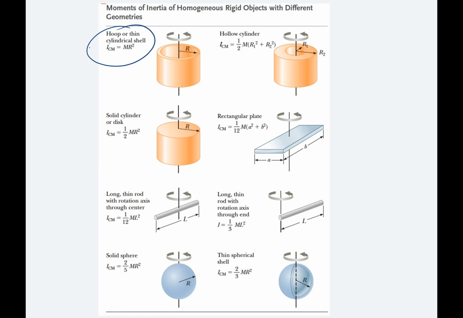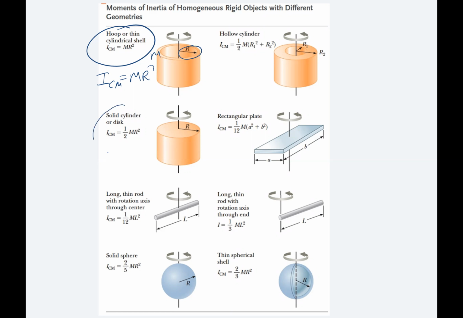So for example, if you have a hoop or a thin cylindrical shell and it's rotating with respect to its center, then you can say the moment of inertia of the entire thing with respect to the rotation of the center of mass, which is the center, is equal to the mass times its radius square. So here's the radius, here's its mass times radius square. That means total mass times radius square.